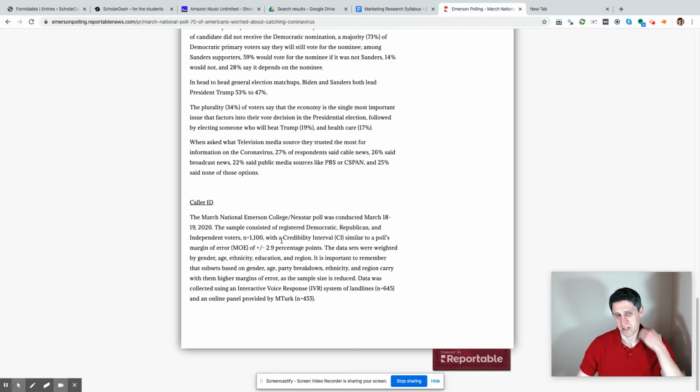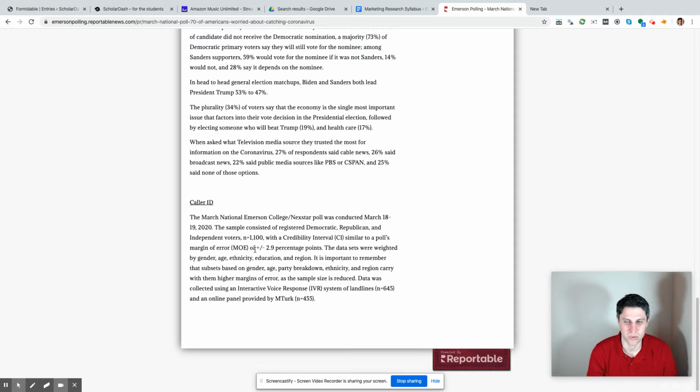They have this measure called credibility interval, which is similar to a margin of error. Margin of error is basically telling you how accurate they think the results are. In this poll, I think they say that Joe Biden is up by 7 points or 9 points. I can't remember the percentage, but here they have a caveat that that's plus or minus 2.9%. So the true value could be 5% or it could be 12%. That is the actual amount that Joe Biden is in the lead currently.